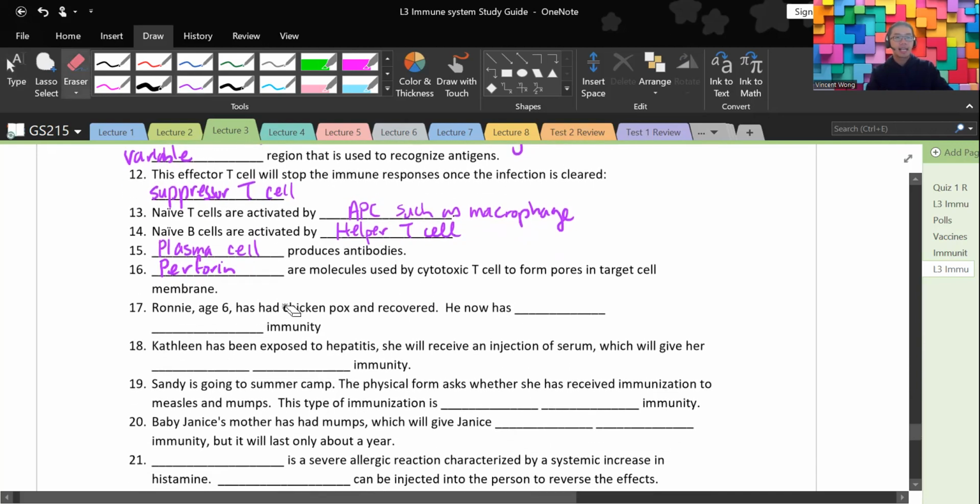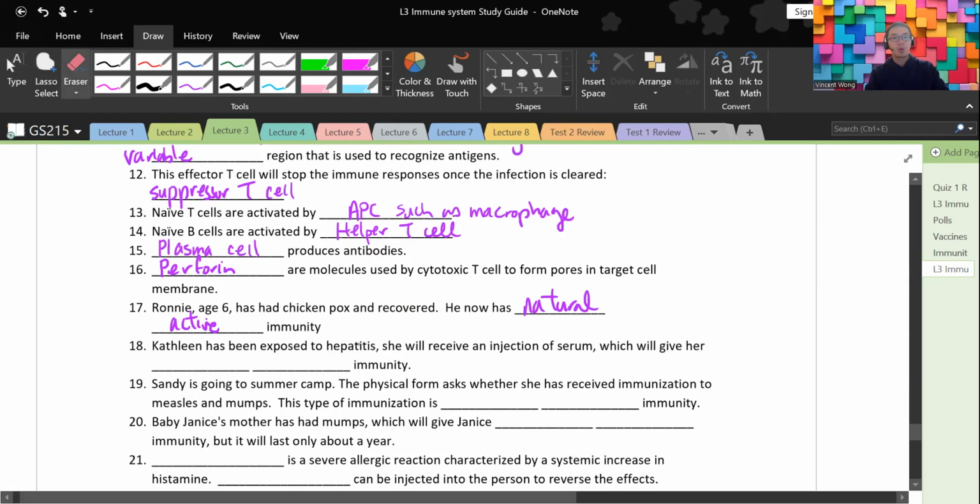Ronnie, age 6, has had chickenpox and recovered. He now has what kind of immunity? Passive? Passive, because why? Did he make the antibody or did he not? Well, he took a vaccine. Oh, but this one did not say vaccination, right? Just that he had chickenpox, right? That means he caught it, right? So in this case, it is natural. And it's active, right? Because he recovered on his own, right? I hope that makes sense.